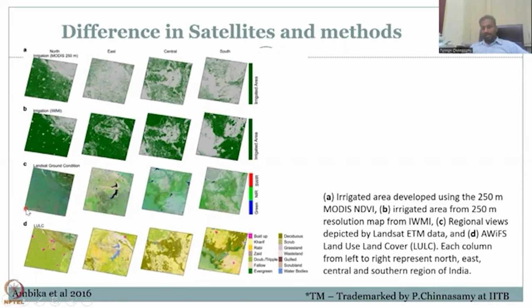You can see the Landsat regional views depicted by Landsat ETM data and AWiFS Landsat land use land cover. Each column from left to right represents north, east, central, and south region of India. You could see that if you use just the Landsat ground condition, you could see multiple images of irrigated and non-irrigated areas with water bodies. And then the land use land cover based on the AWiFS data showcases the Kharif and Rabi seasons along the south and central regions when compared to the north and east regions.